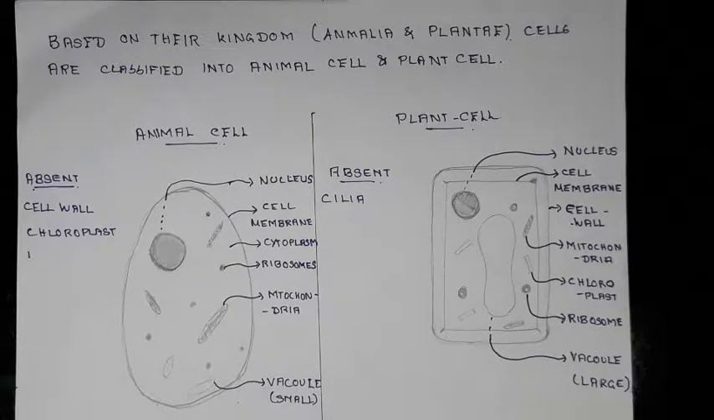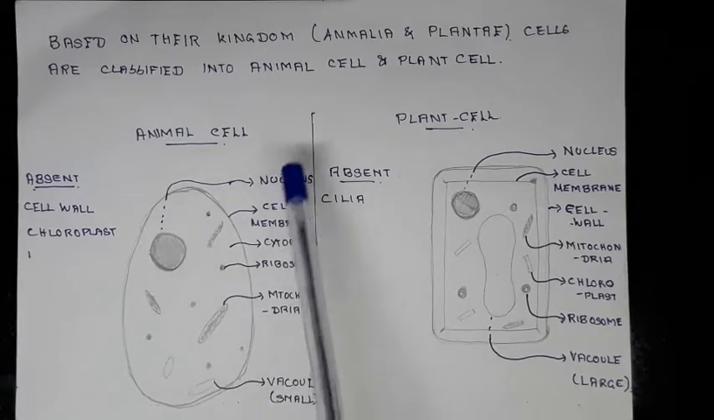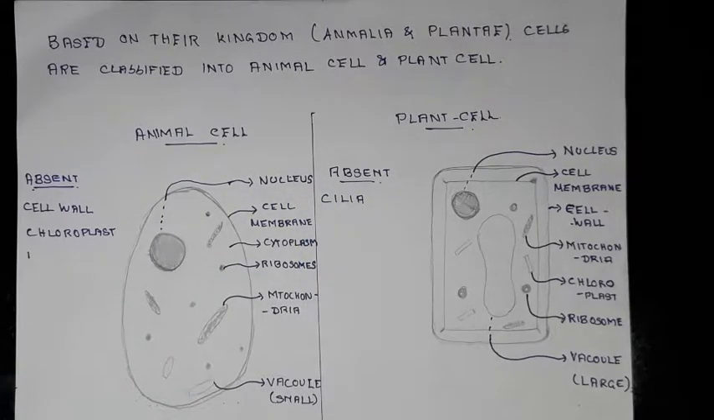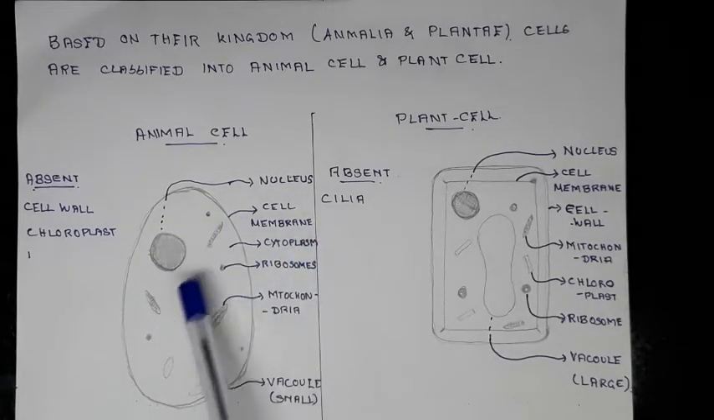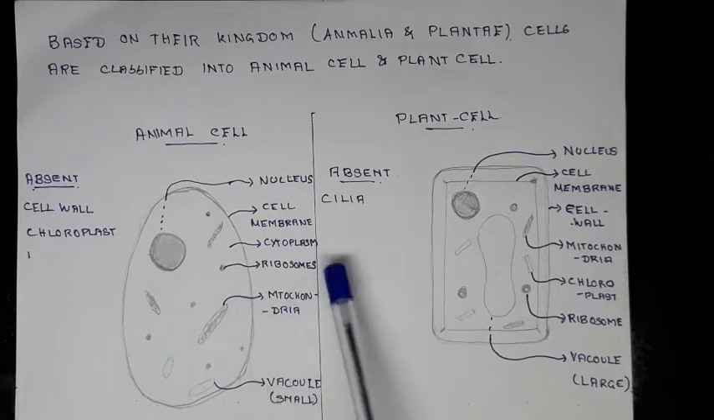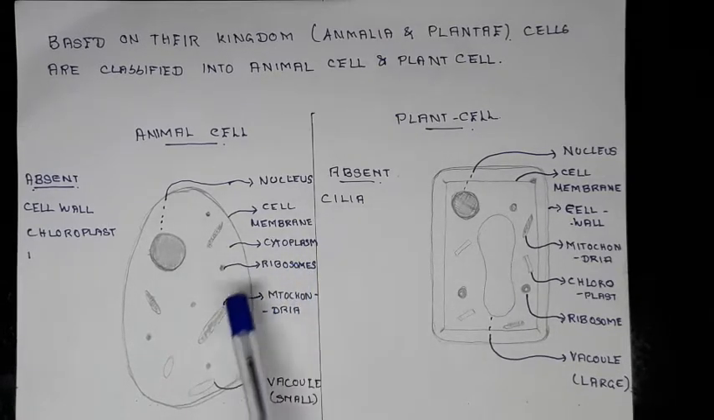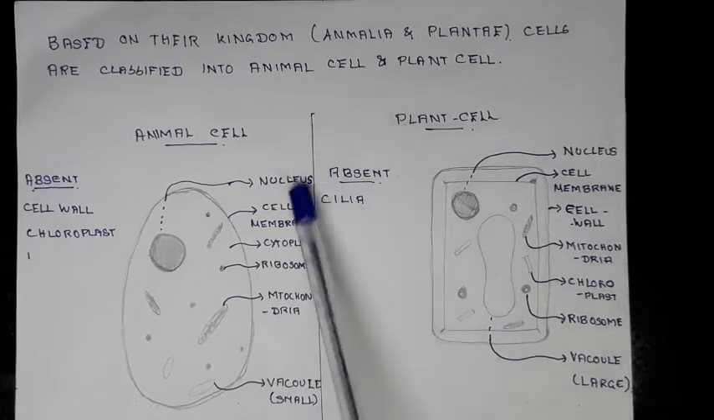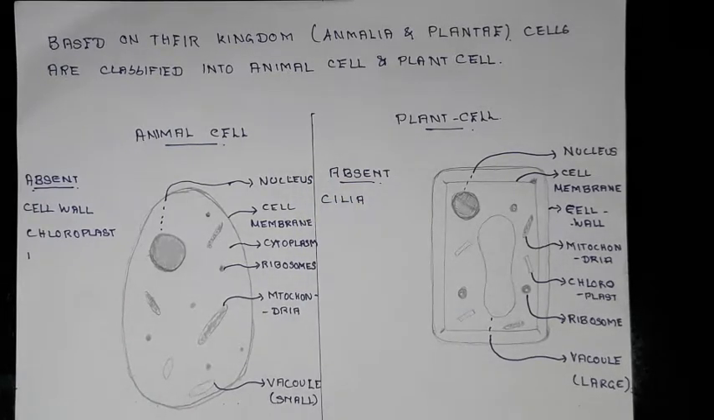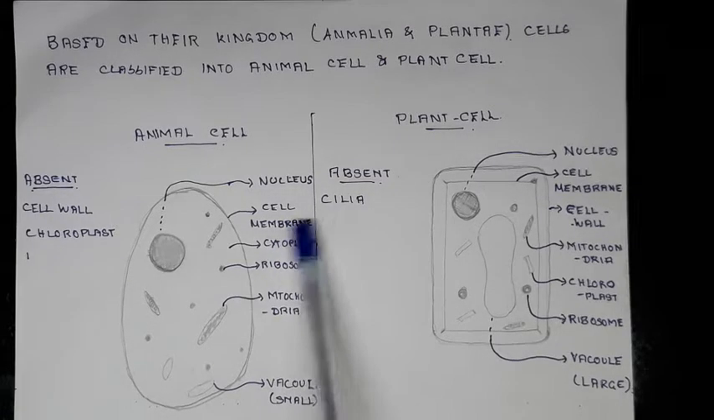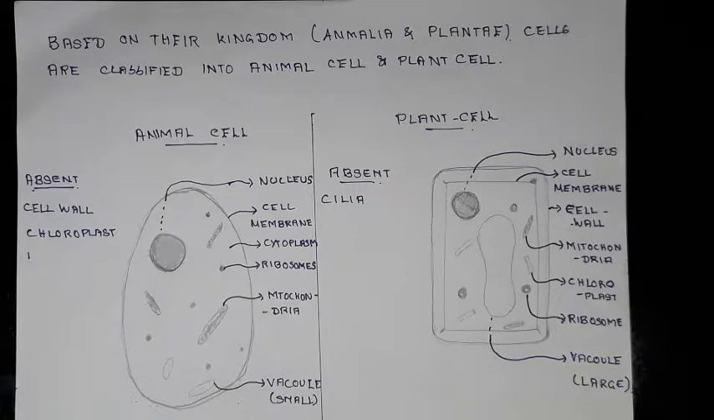So we all know that all living organisms are classified into two major kingdoms. So based on the kingdoms in which these cells are present, they are classified into animal cells and plant cells. So we are all animals. So what we are seeing is a basic structure of our cells. So in animal cells, we have the nucleus. There is a usually chemically complex, very thin cell membrane, and there is cytoplasm inside the cell membrane. There are ribosomes, mitochondria, and vacuoles.